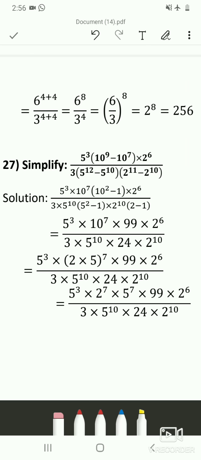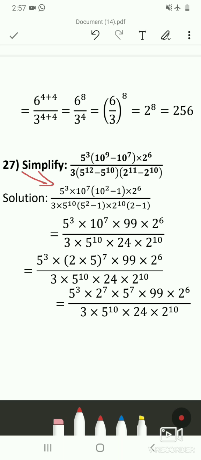The next problem is simplify (5 raised to 3 into (10 raised to 9 minus 10 raised to 7) into 2 raised to 6) whole divided by (3 into (5 raised to 12 minus 5 raised to 10) into (2 raised to 11 minus 2 raised to 10)). So these type of problems we had solved in the previous video. So in the similar way we have to solve this problem. So let me just quickly revise this problem.